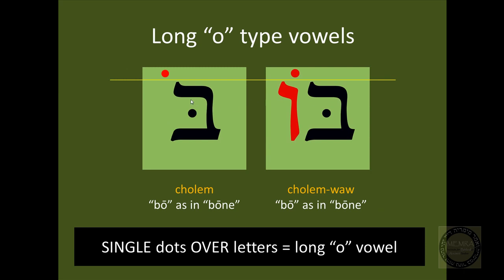Long O are dots above the letter. One will be alone, the cholem, and the other will be partnered with a vav, the cholem vav. Same pronunciation, long O. But just remember, single dots over letters is a long O vowel.